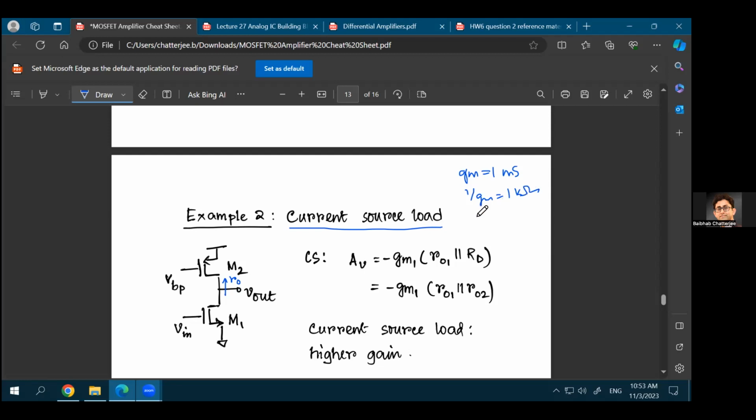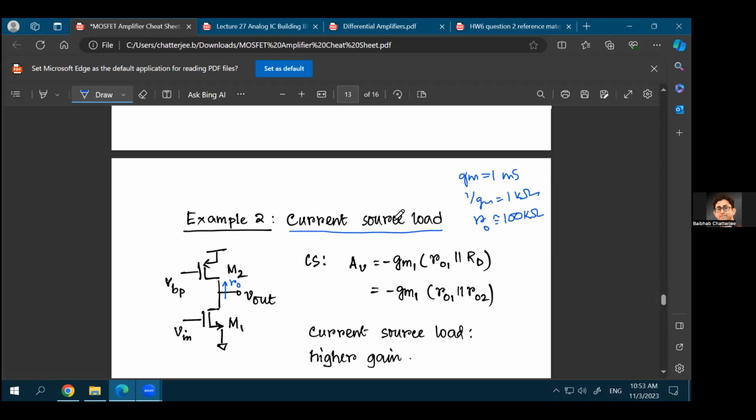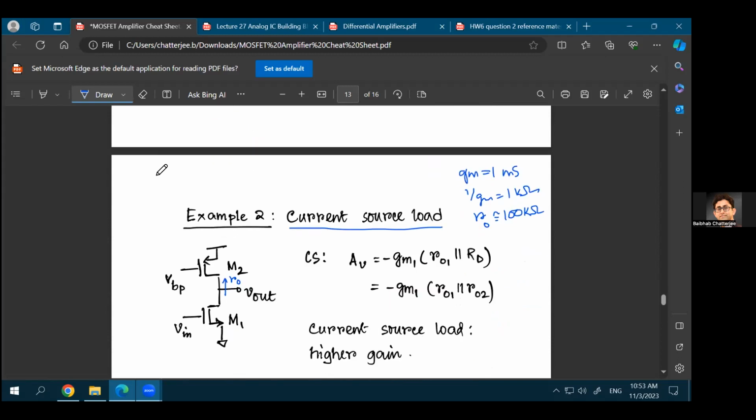On the other hand, RO of a transistor, the intrinsic resistance of a transistor, is usually in the range of hundreds of kilo. Let's just call it 100 kilo for now, for the sake of simplicity. So as you see, RO is at least 100 times larger than your 1 upon GM. So if your gain is determined by this, in this case it will be determined by minus GM1 times the resistance that you see looking into the drain of this M2 transistor, right? Or the resistance that is connected to the drain of this M1 transistor.